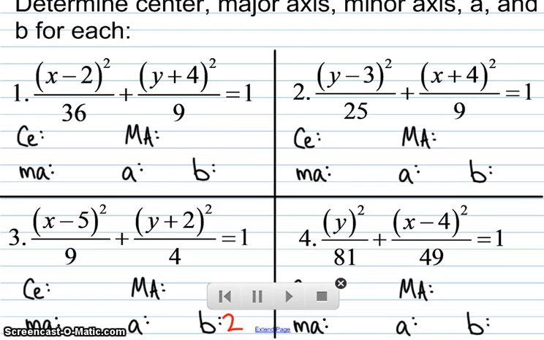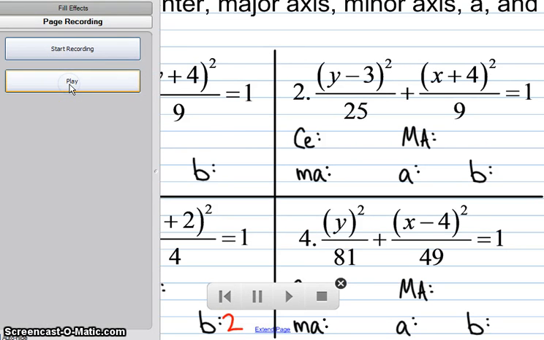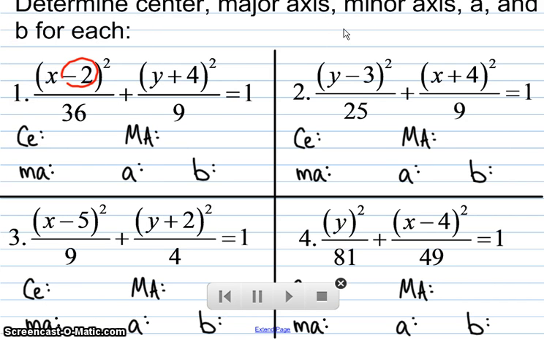Alright, here come the answers. So let me go through and start up our recording. Okay, your center, make sure you take the opposite of what's with x first, then the opposite of what's with y. So you should have had 2, -4.